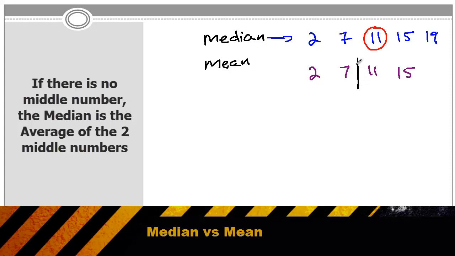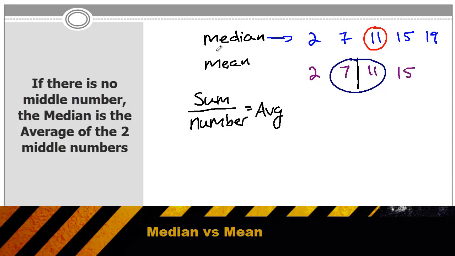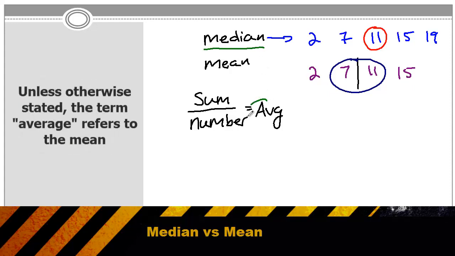So then to find the median of this list, you actually have to find the mean of 7 and 11, or the mean of your two middle numbers. The formula for the mean is simply the sum of your numbers divided by the number of numbers you added, and that's going to be equal to your average. Unless the question specifies the median average, if they simply say average, you can assume they mean the mean. Most people, when they say average, they mean the mean average.